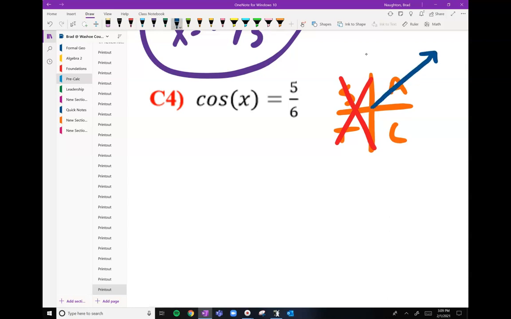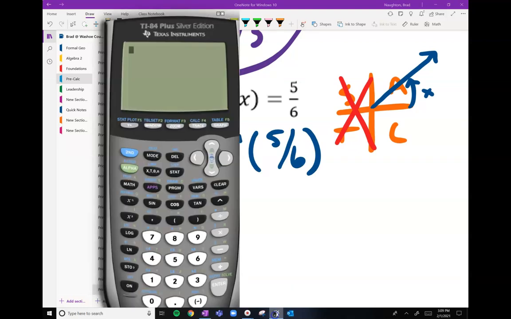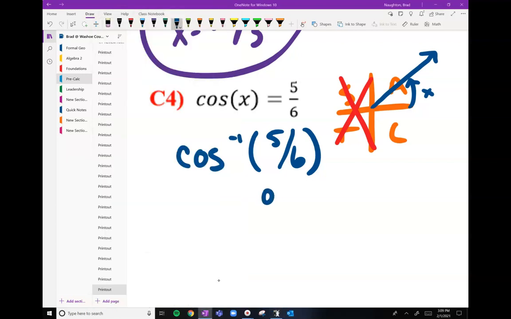If I hypothetically just draw this, what I'm looking for is this angle right here, which I'm going to call X. So if that's X, we're going to say cosine inverse of 5 over 6, and that's what we're going to put into our calculator. I hit second cosine, that's where the -1 comes up, and 5 divided by 6 gives me 0.586. So that is this angle right here.